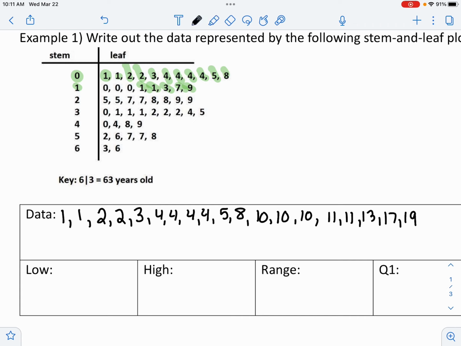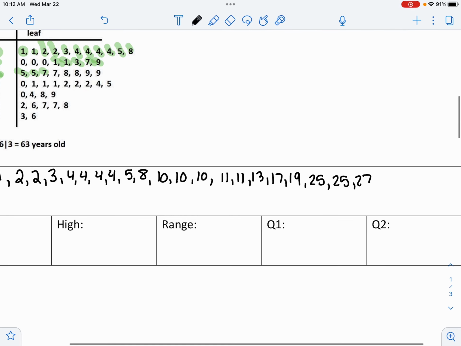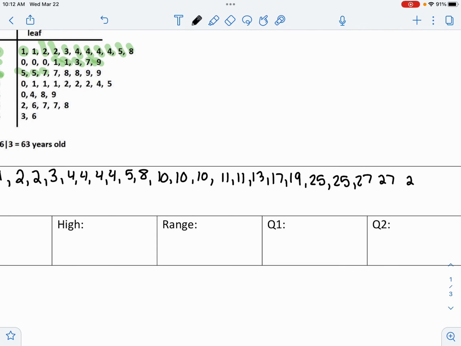Good. Sure, take your time. He said 25. And then 27. Wait, okay, so you have two 25s, just double checking. Okay, and then I heard you say 27. Two 27s, good. And then two 28s.